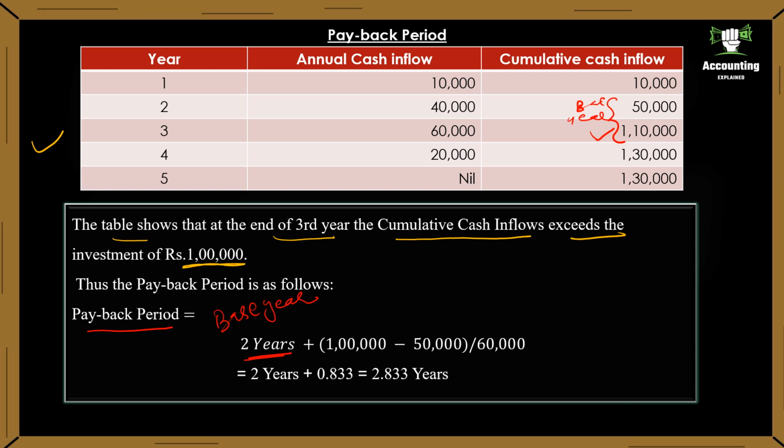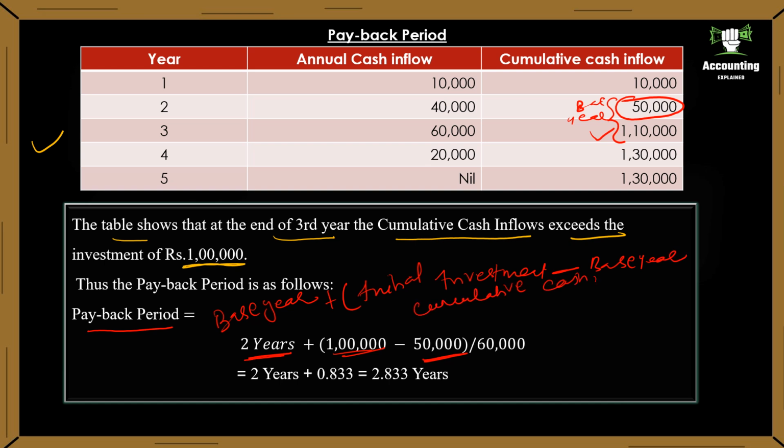plus 1 lakh. What is 1 lakh? 1 lakh is your initial investment minus 50,000. What is 50,000? 50,000 is your base year cumulative cash inflow. What is the base year now? Base year is 2 years. Okay. The whole thing divided by 60,000. What is 60,000? 60,000 is the last year, next year. Base year's next year. The year after base year.